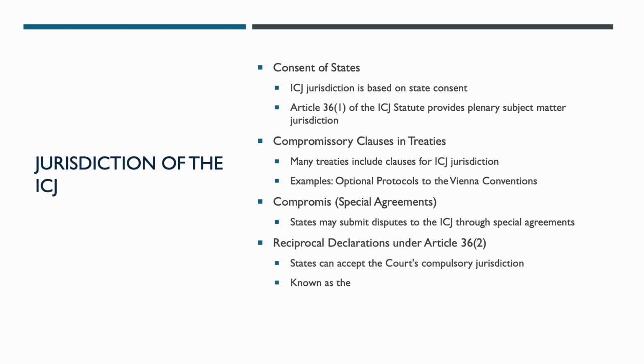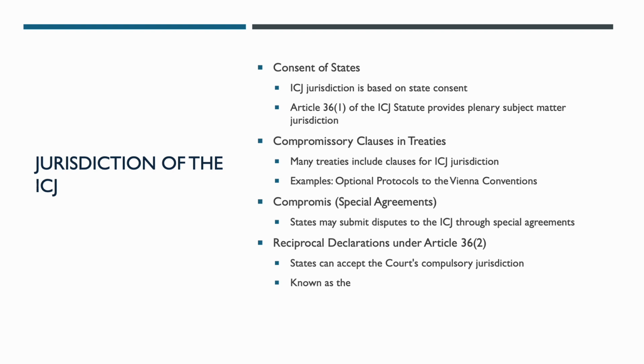Examples include the optional protocols to the Vienna Conventions on Diplomatic and Consular Relations. The second one is the compromis, or special agreements. States may agree to submit a specific dispute to the ICJ through a special agreement or compromis.